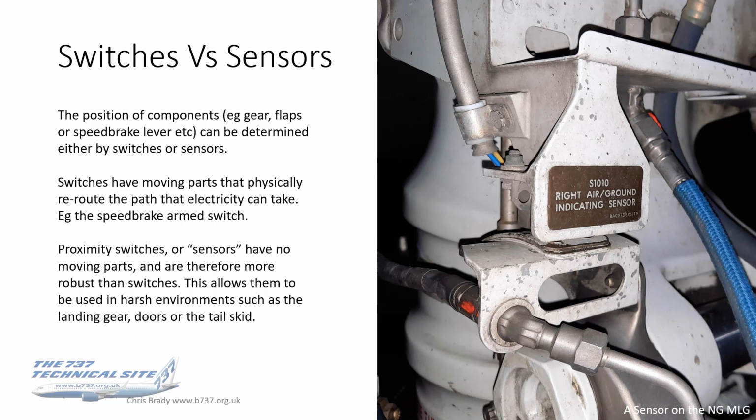Proximity, I'll say this one last time, I hope, proximity sensors have no moving parts and are therefore more robust than switches. This allows them to be used in harsh environments such as the landing gear, doors, or the tailskid. And that right there, if you read it closely, it says on it, right air ground, indicating sensor. So it is a sensor, it is not a switch.